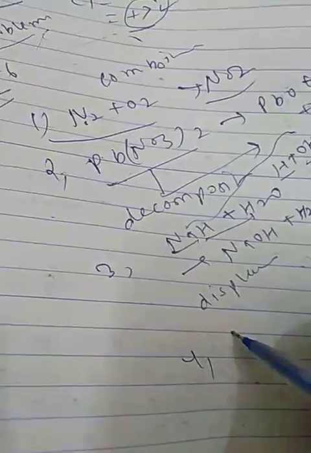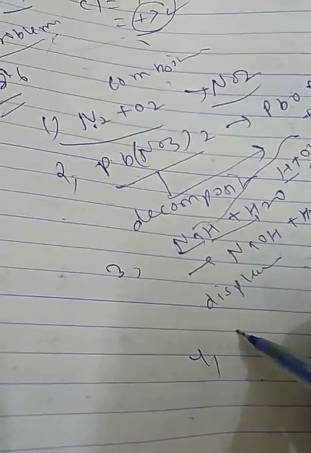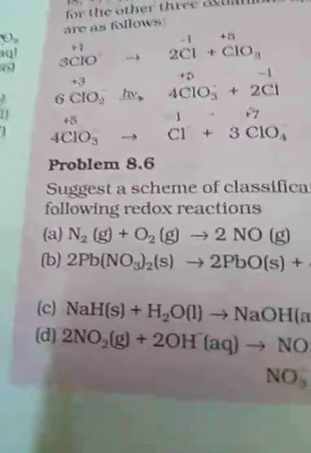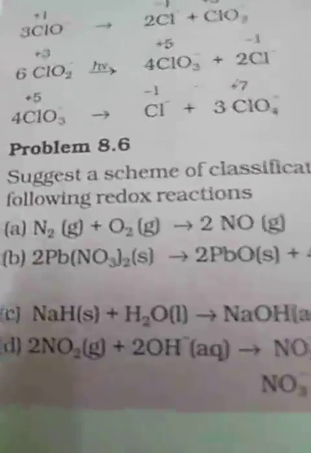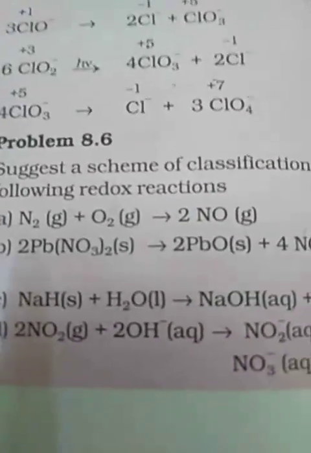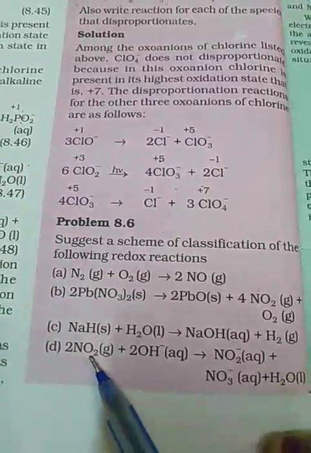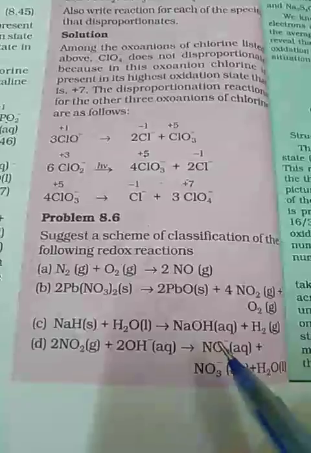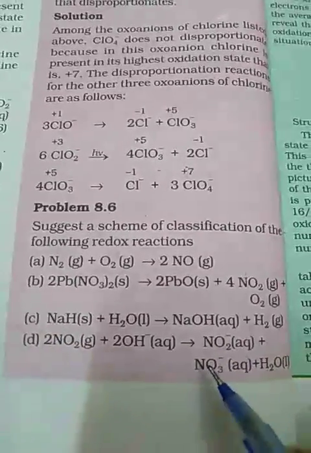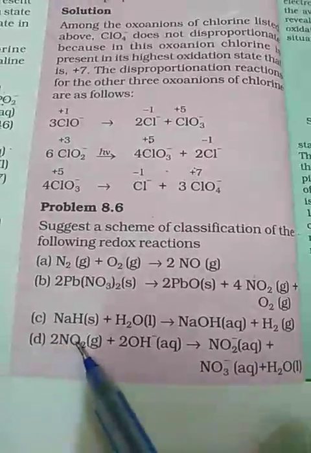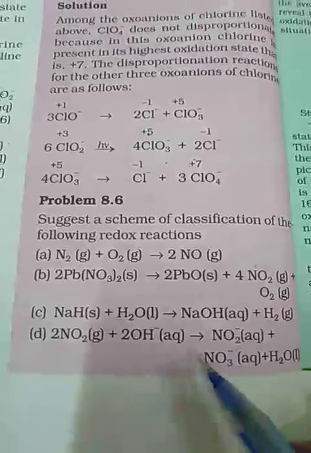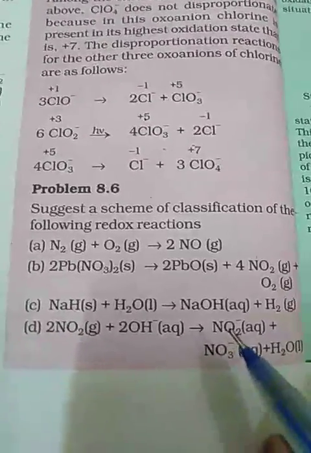Okay. The fourth one is an example of a disproportionation reaction, because you will see the oxidation state of NO2 here and here. NO2 is converting into these two states. So in one state it is going to oxidize and in one state it is going to reduce.